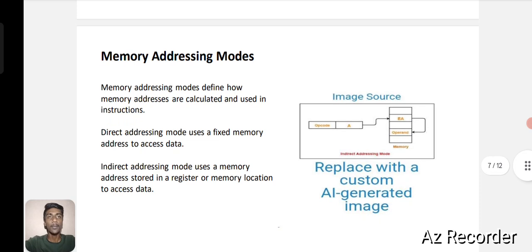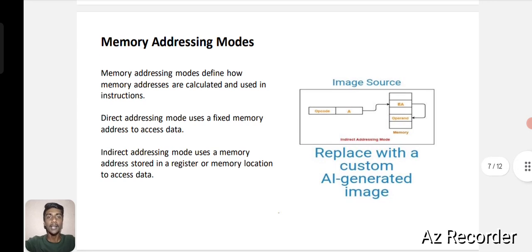The next slide is memory addressing modes. Memory addressing mode defines how memory addresses are calculated and used in instructions. Direct addressing mode uses a fixed memory address to access data, and indirect addressing mode uses a memory address stored in a register or memory location to access data. In the given picture, the image is a custom AI-generated image.